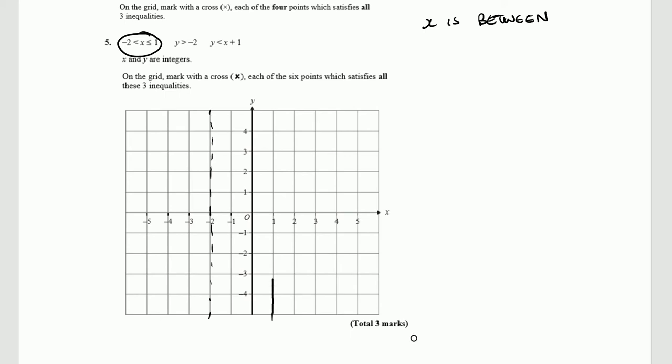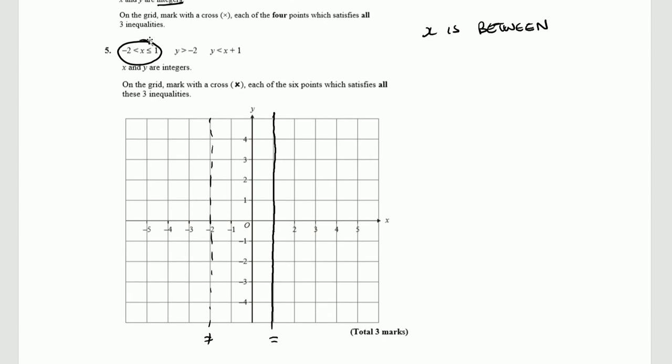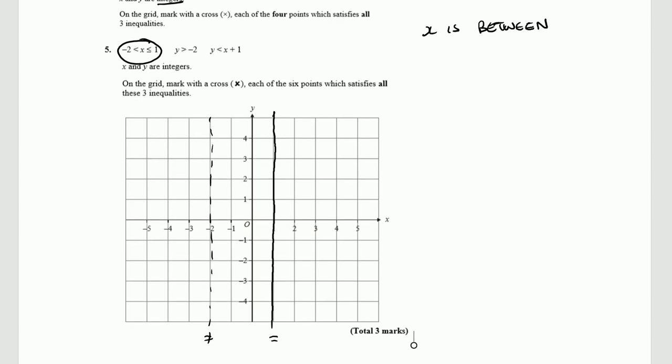and 1. Now the convention is to use dotted lines if we are not allowed to equal that number, and to use solid lines if we are allowed to equal that number. This convention is not always followed, so for instance in the previous question they didn't bother with it, but in this question that's what I'm going to demonstrate. Now y has to be greater than -2, so I'm going to start off by looking at the line y = -2, and that's going to be down here. Again, I'm using a dashed line because I'm not allowed to equal -2. I have to be greater than -2 eventually.